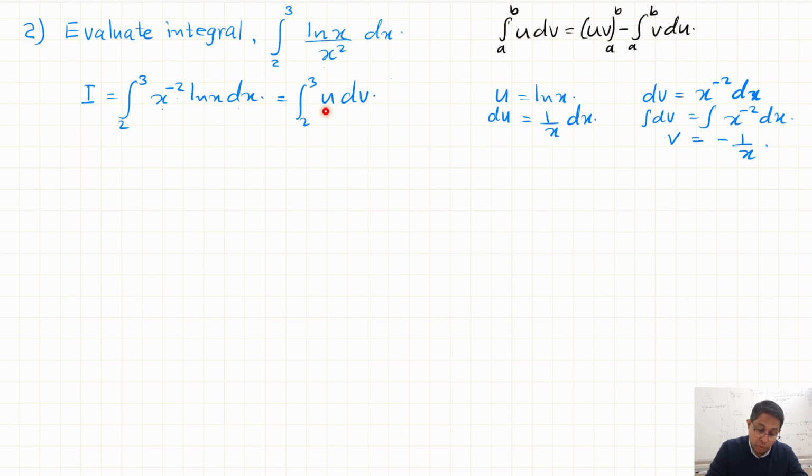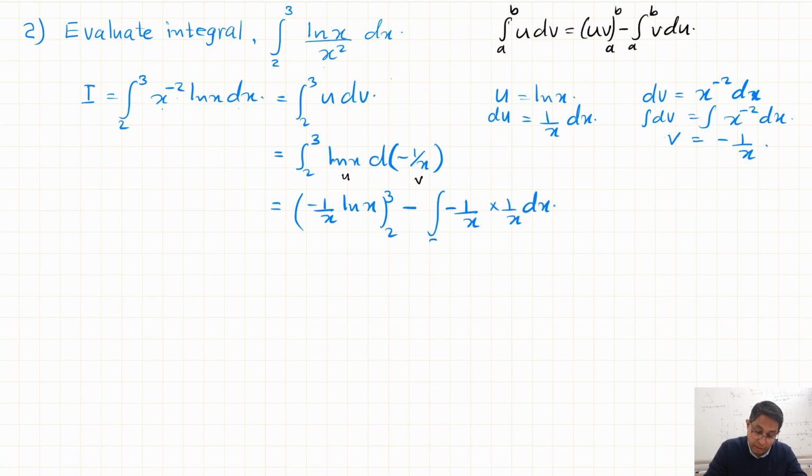Now I'm going to substitute u as ln x and v as -1/x. Therefore, integral I equals the integral from 2 to 3 of ln x d(-1/x). So this is u, this is v. According to this formula, you can write u dv equals uv, that's -(1/x) ln x. Substitute this limit, minus v du. We have v as -1/x, du is 1/x dx. Limit is 2 to 3.